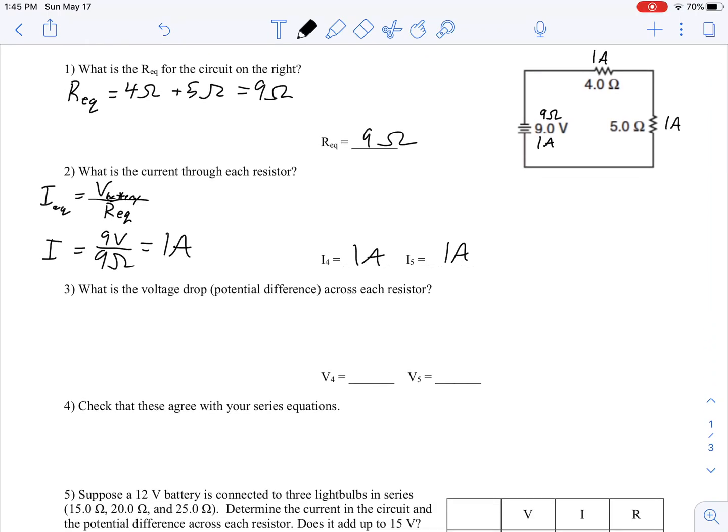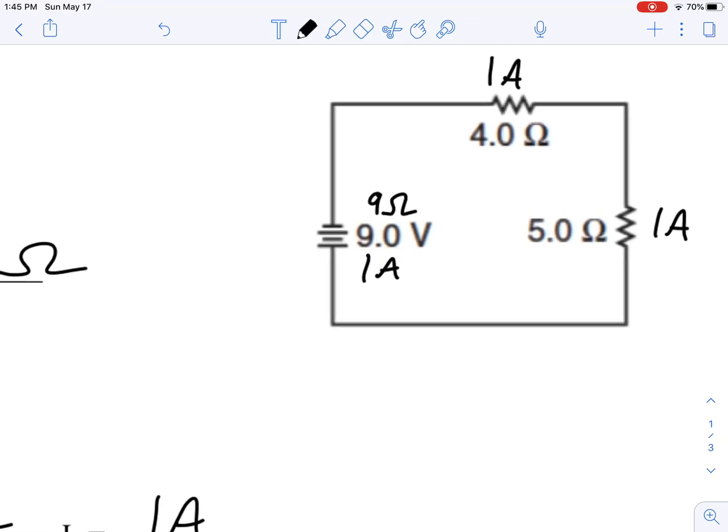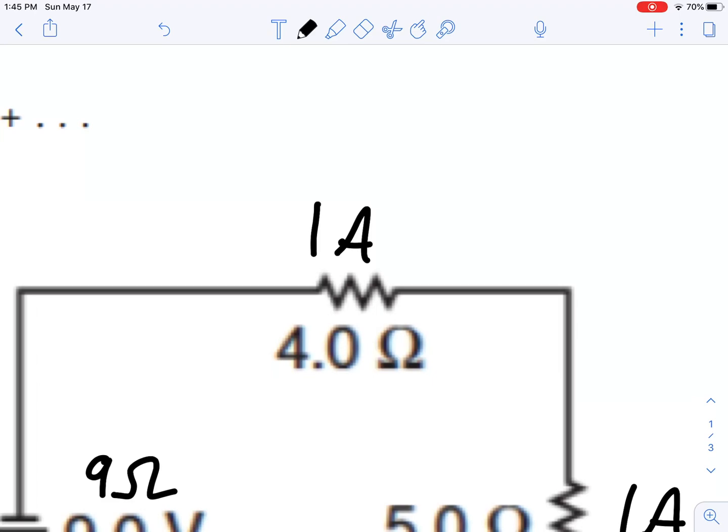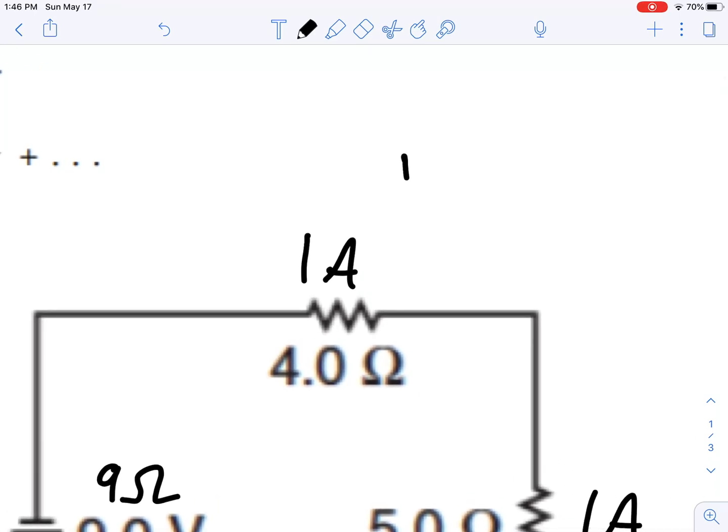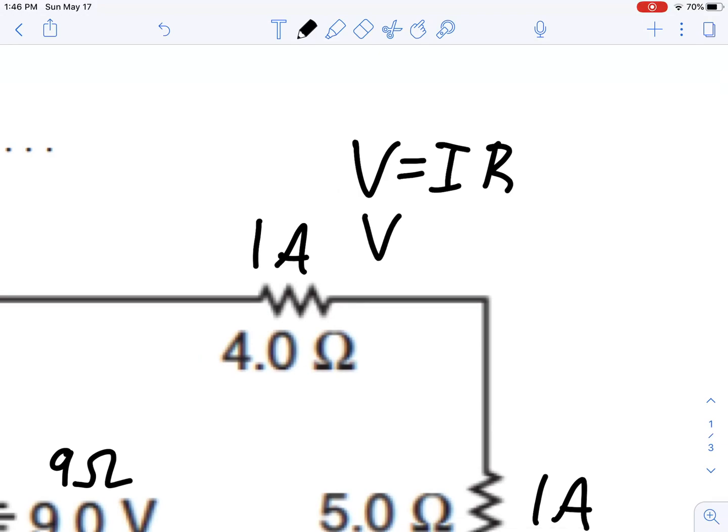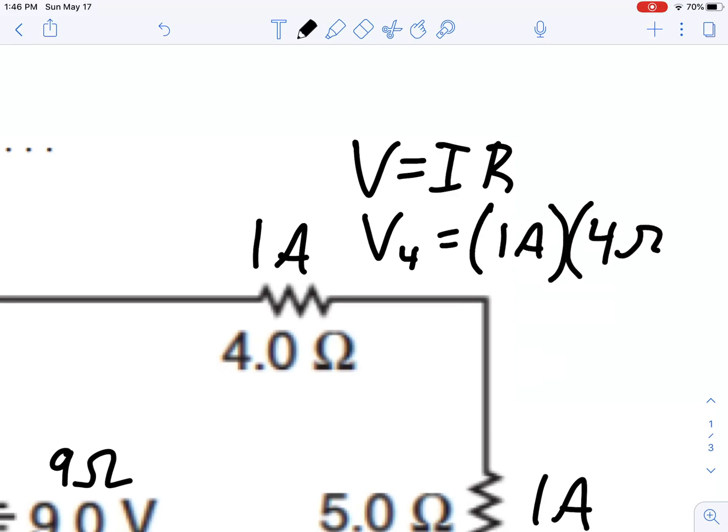All right, what is the voltage drop or potential difference across each resistor? Okay, so here's how you do that. Look at each resistor. Each resistor has a current and a resistance. So if you use the equation V equals IR, using the current for that resistor and the resistance for that resistor, you can get the voltage. For example, this one here, we'll call this V4 because that's the 4 ohm resistor. We have 1 amp and 4 ohms. So V4 equals 4 volts. It's just a coincidence that the voltage is the same as the resistance. The reason being because the current is 1.